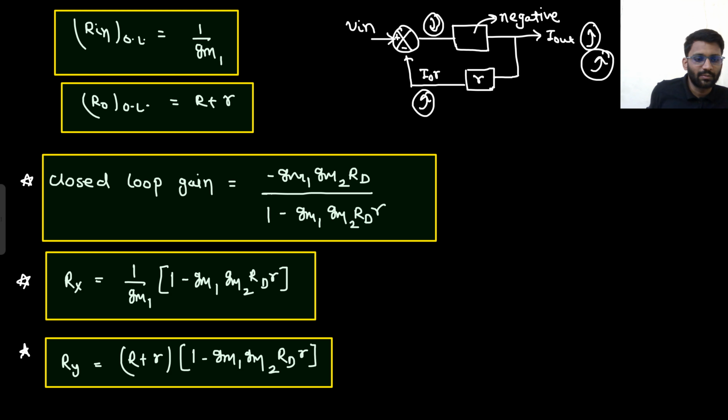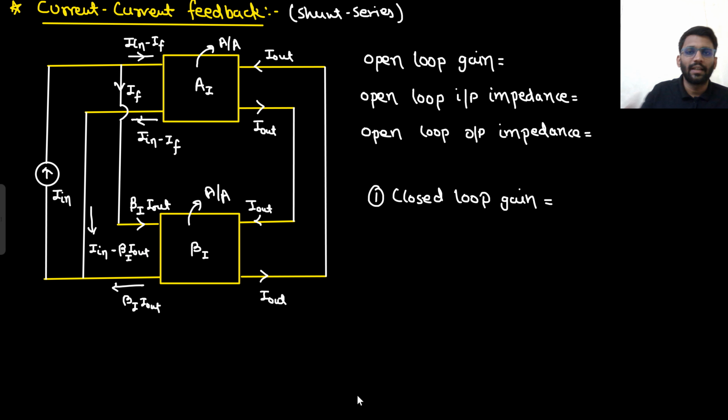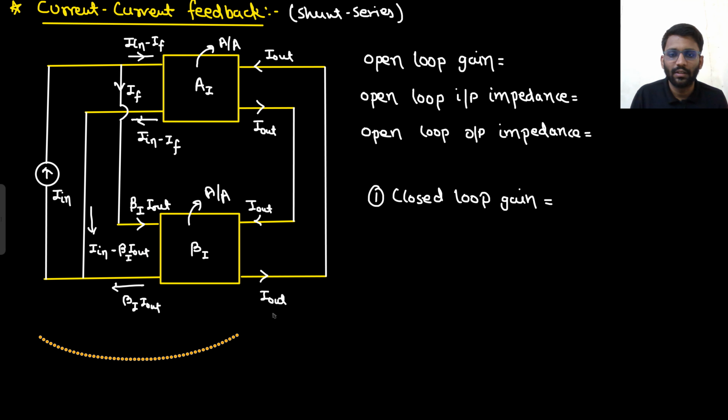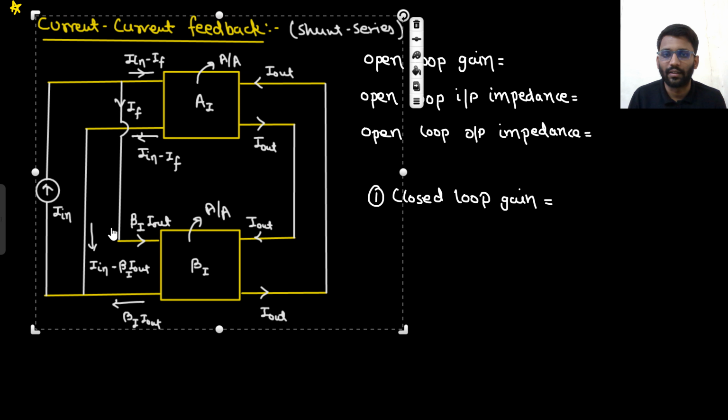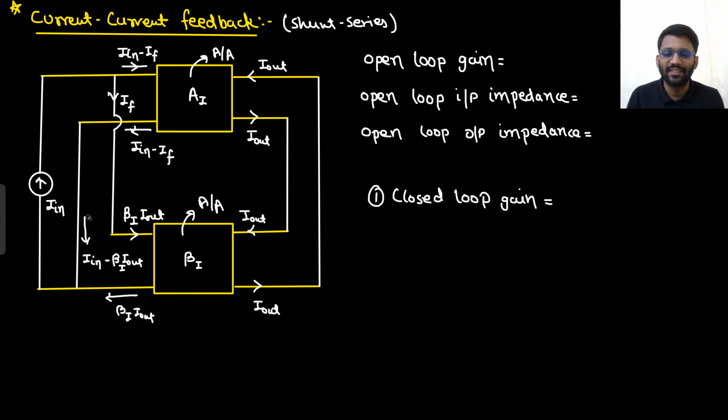Well and good. Let's move on to our next feedback topology, that is current feedback topology. Quite a lot of current is coming, a lot of current will come now. Okay, this is the last feedback topology and it is very simple.